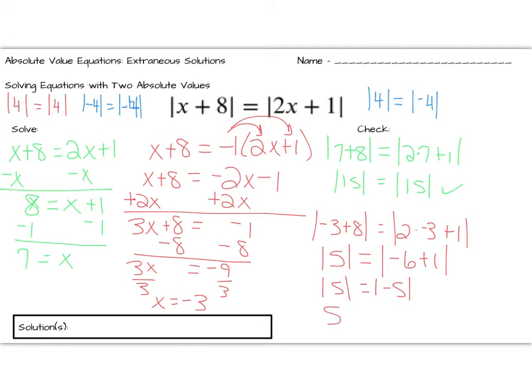The absolute value of 5 is 5. The absolute value of negative 5 is 5. So that is also equal. So I found two solutions here, like we typically do with absolute value equations. They are 7 and negative 3.